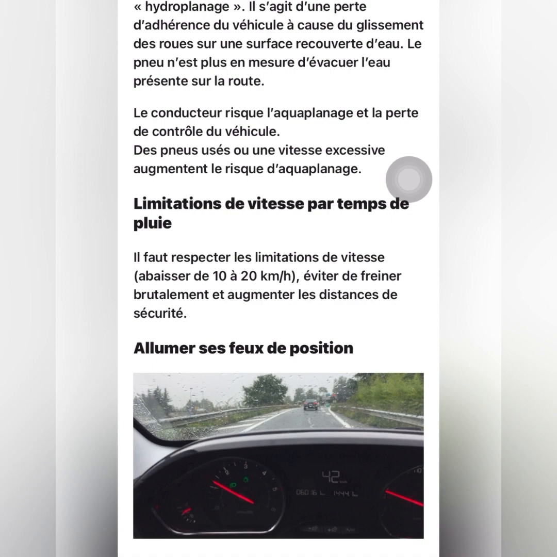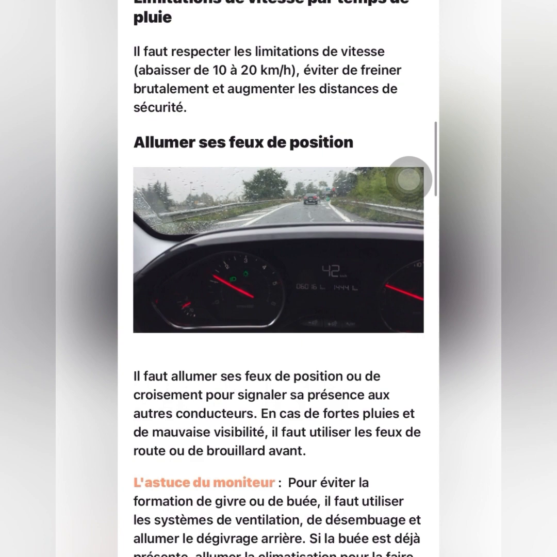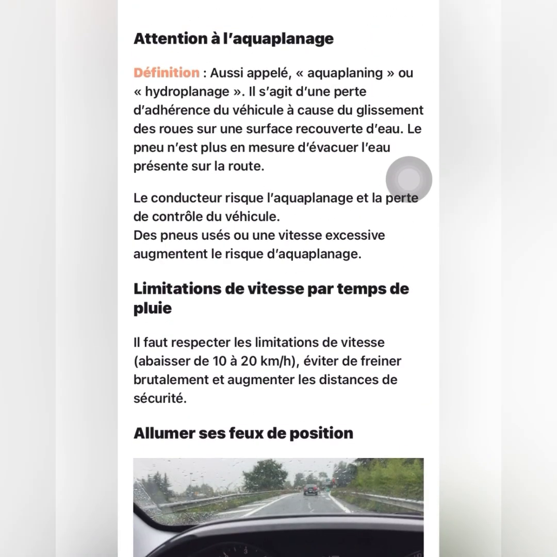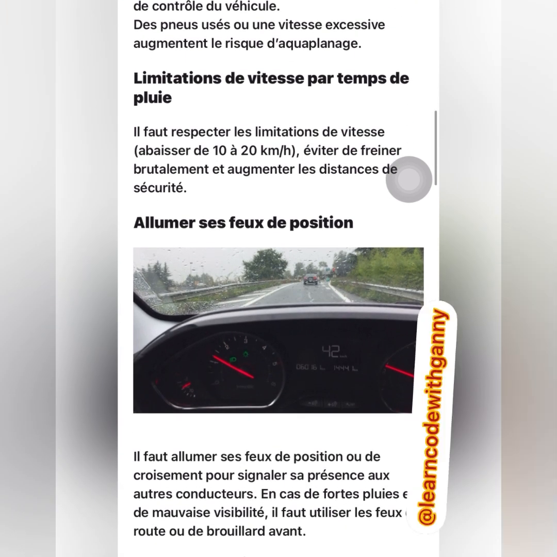The speed limit in the weather. How do you drive in the weather? The speed limit must be respected. Lower it by 10 to 20 km per hour. Avoid sudden braking and increase the safety distance in case you are driving when there is heavy rain.